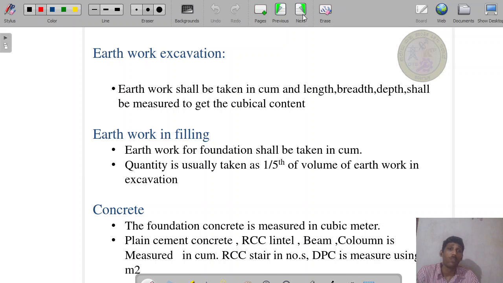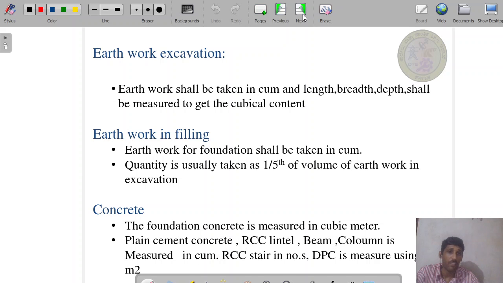Now, here the first one, earthwork excavation. Which unit is to be used to measure? Earthwork shall be taken in meter cube. Keep that in mind. Length, breadth, depth shall be measured to get the cubical content. Length into breadth into depth gives us the quantity of earthwork, but its unit is meter cube.